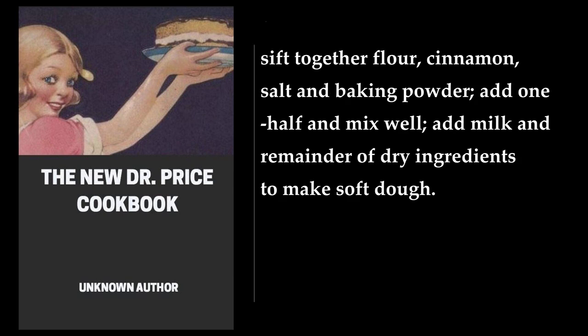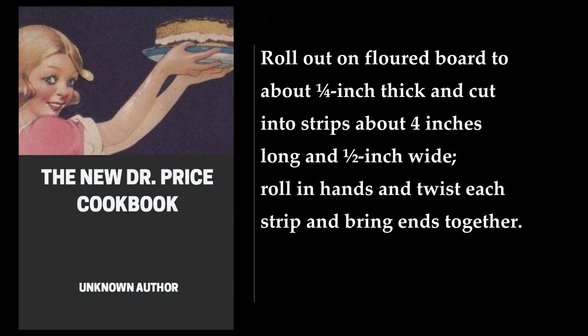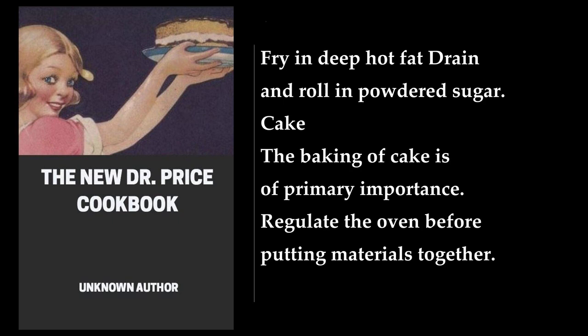Sift together flour, cinnamon, salt and baking powder, add 1/2 and mix well, add milk and remainder of dry ingredients to make soft dough. Roll out on floured board to about 1/4 inch thick and cut into strips about 4 inches long and 1/2 inch wide. Roll in hands and twist each strip and bring ends together. Fry in deep hot fat, drain and roll in powdered sugar.